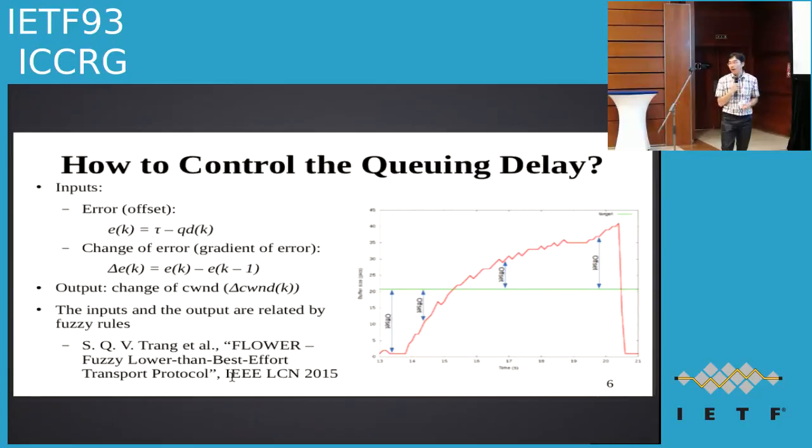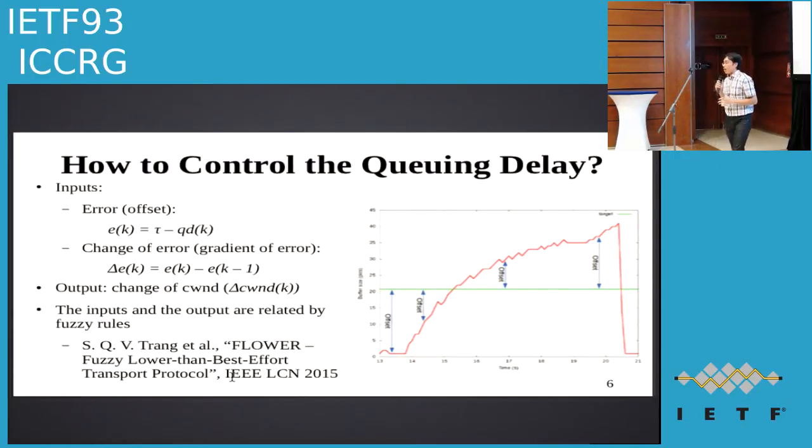For example, if we have a big negative error and the change of error in this case is 0, meaning that we have an empty queue and the queuing delay is 0 and it is not rising now, then we must increase the congestion window as fast as possible. For further detail of fuzzy controllers, please refer to our article, soon to be available online.